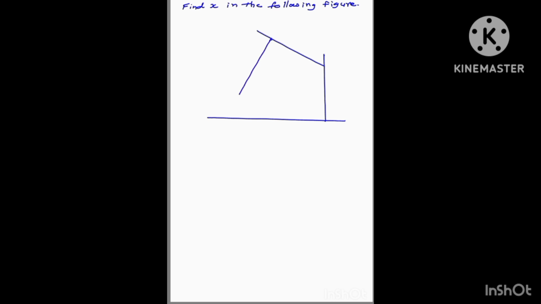Find x in the following figure. Now always copy a rough sketch of the figure from the question paper onto the answer sheet or in the book, and write all the data given in the problem so that it is very easy to solve. This figure will not be to scale but approximately. Now this is 90, this is 60, this is again a right angle, this is 70, and this is x which we have to find out.